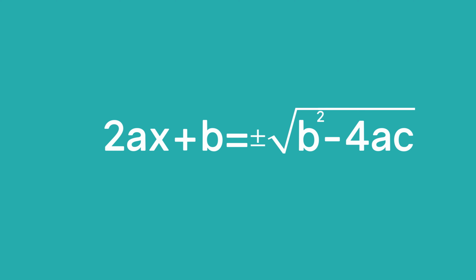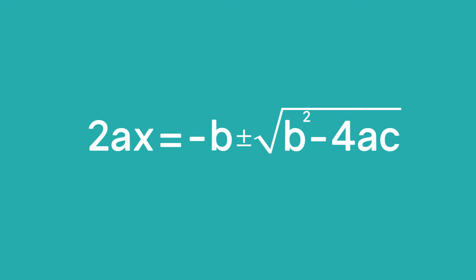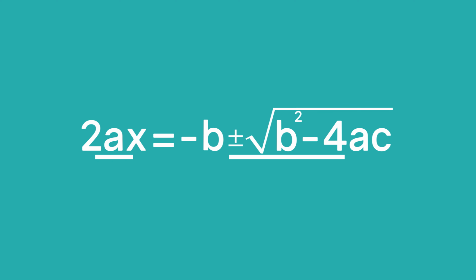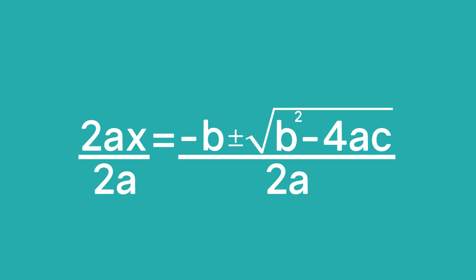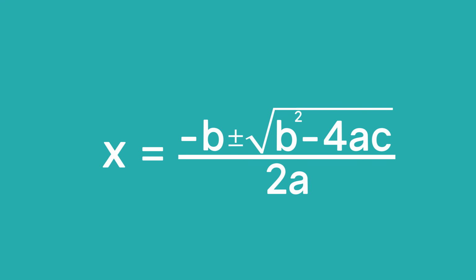Now we're left with a simple rearranging. After putting the b on the right-hand side, you're left with 2ax is equal to minus b plus minus the square root of b squared minus 4ac, and then you can divide both sides by 2a to get x. So this is the quadratic formula in its entirety.